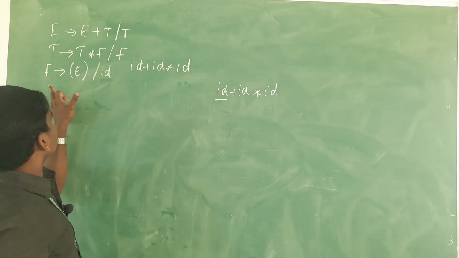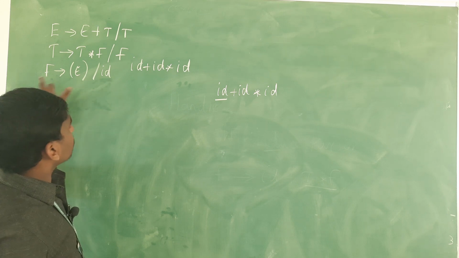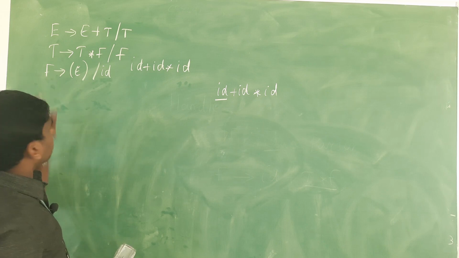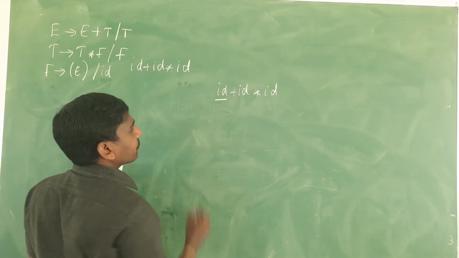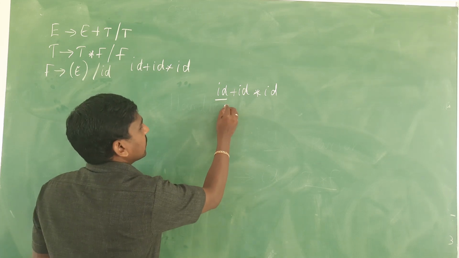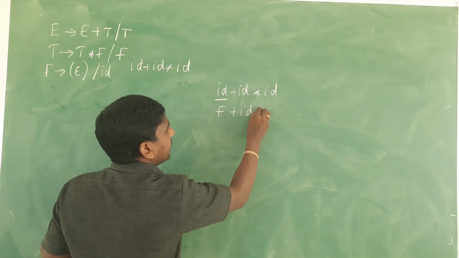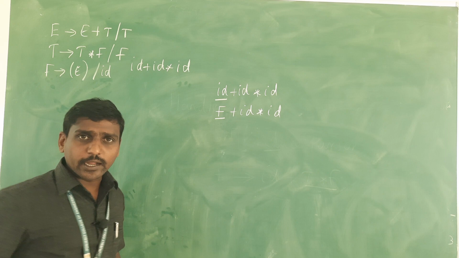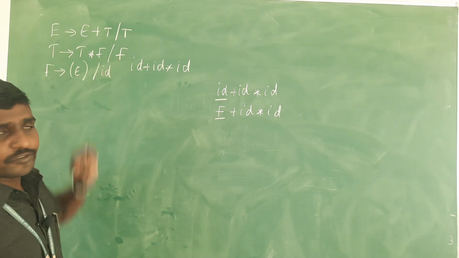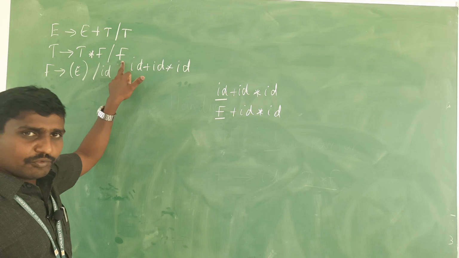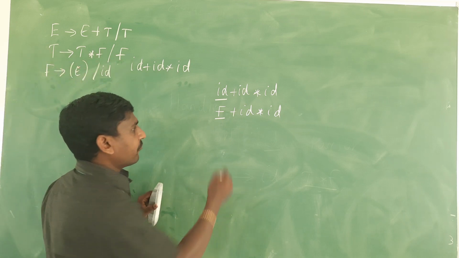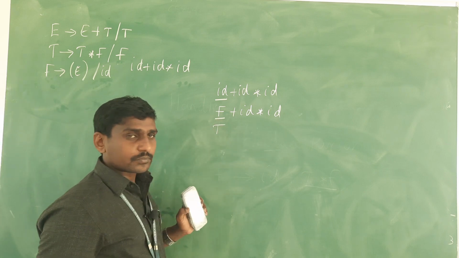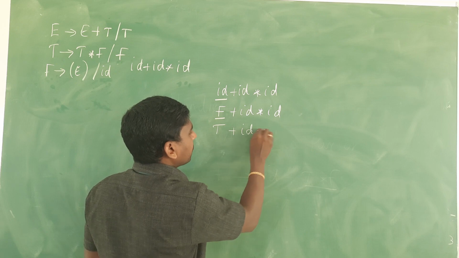So the right side of the production is matched with the left side variable. F tends to ID, so ID has a handle and I can replace it with F. Now we have F plus ID star ID. Then you have to check whether F has a handle. See, T tends to F is there. So the right side of the production is matched with the left side variable, and in place of F I can replace T. So T plus ID star ID.